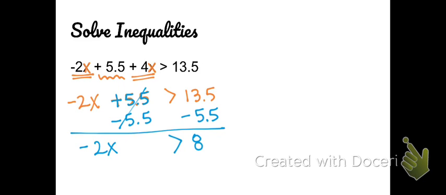Now let's undo this multiplying by negative 2. We do that by dividing by negative 2. Because negative 2 divided by negative 2 is 1, so we're left with x. And on the right side, we're left with negative 4. Do you flip the sign for dividing by negative 2? Yes. You flip the sign if you have to multiply or divide by a negative number.